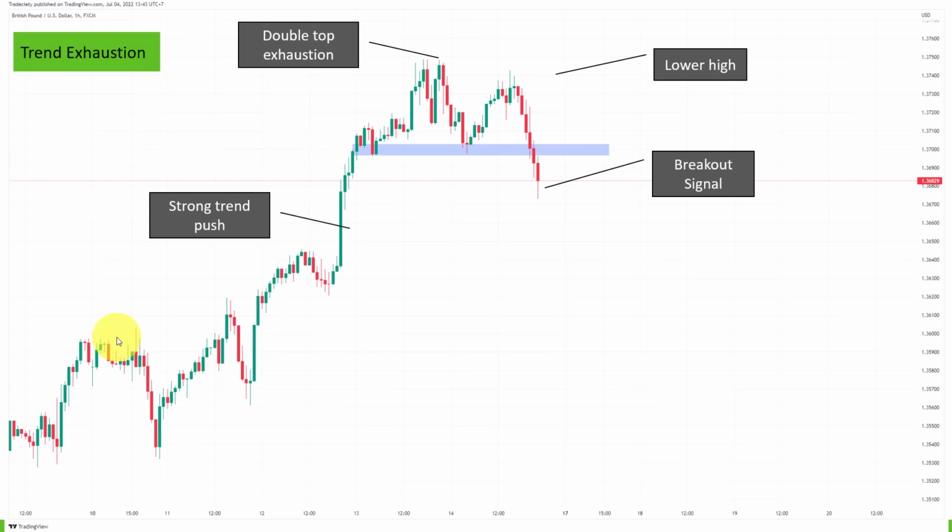Now let's take a look at a more complex pattern, and here we have trend exhaustion. What we have is a double top, we have a strong uptrend, and then we have lower highs, which shows us the exhaustion. Here already there were signs that the market is failing, but going short here is obviously way too early. We don't have a lot of information.